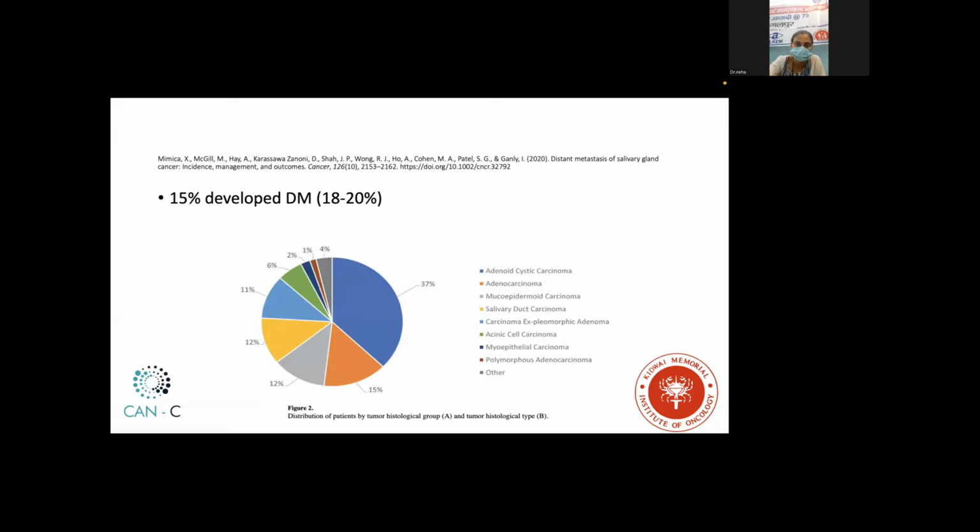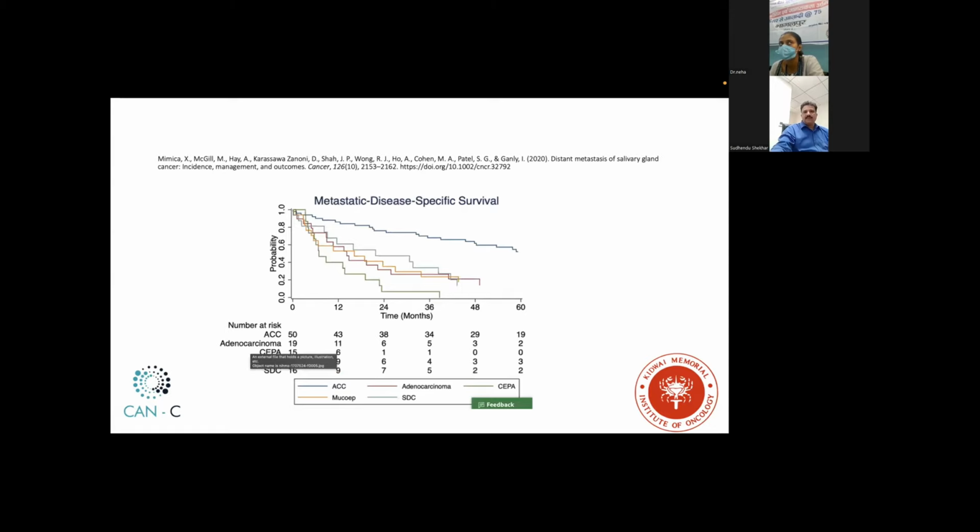In cases when the FNAC or the core biopsy gives us a diagnosis of something like adenocarcinoma or squamous cell carcinoma, doing an FDG PET CT is even more important, because even an infraclavicular primary can throw a metastasis to a parotid neoplasm. So this should always be borne in mind when we look at a diagnosis like squamous cell carcinoma or adenocarcinoma in a parotid. And I put up this slide basically to show that patients with adenoid cystic carcinoma, even though they do have distant metastasis, do live well, with reported cases of up to 10 years with metastasis.